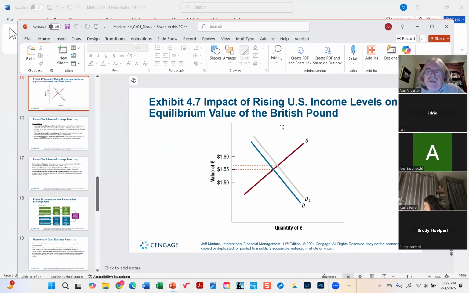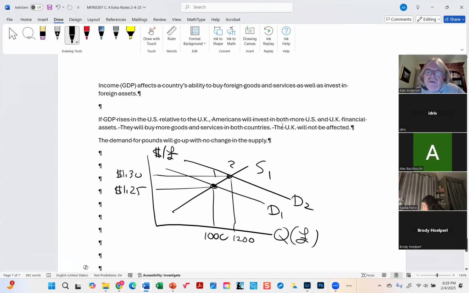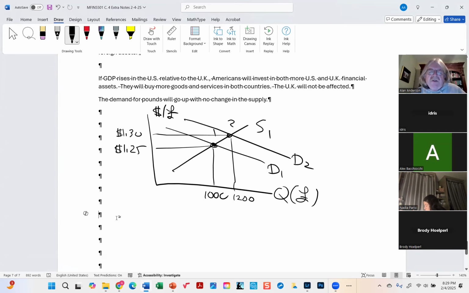Now, you notice something interesting here. Paradoxically enough, even though incomes are higher in the US, the dollar actually depreciates against the pound because we're eager to buy British goods now with our higher income. And so as a result of that, we do see a weaker dollar.